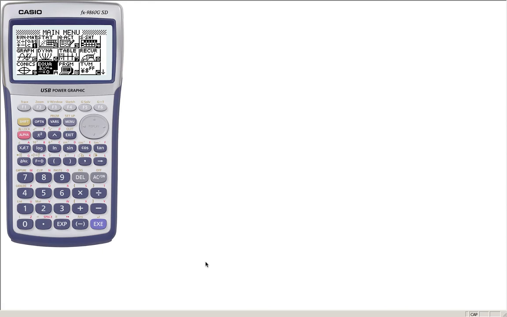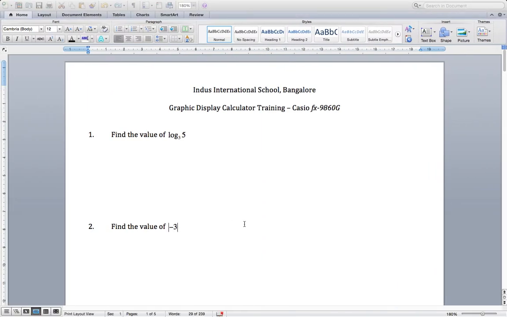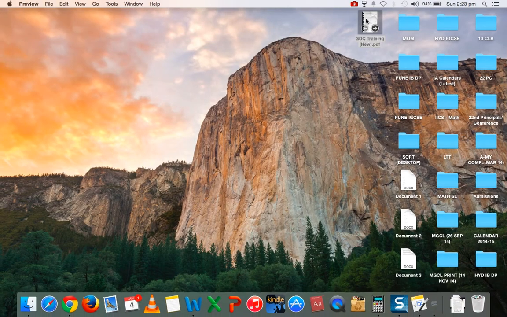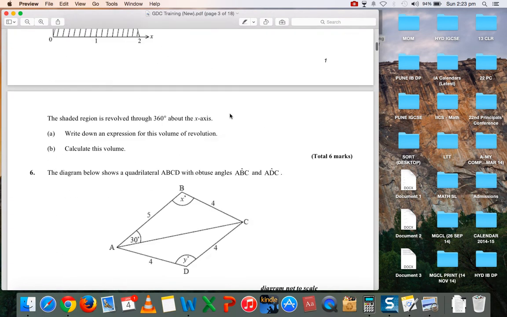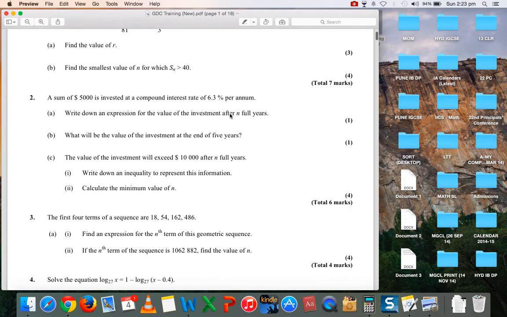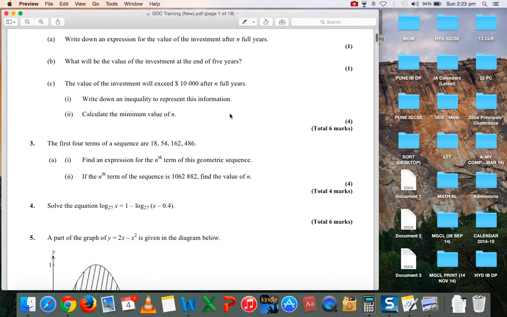I'm using an application called Snagit to prepare these videos. I've prepared two worksheets to explain the functions of this calculator. The first worksheet that you see here will help you understand all the basic functions of the calculator. The second worksheet that you see here, let me open it. Now it is titled GDC training. Now this has around 51 IB questions. Again, I'm going to solve them using this calculator.